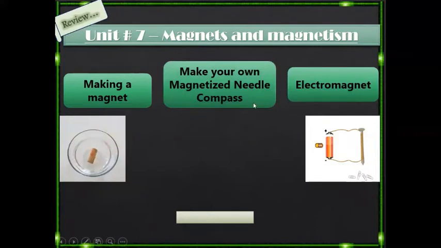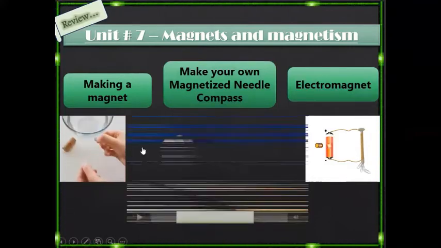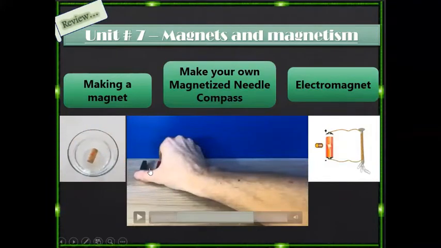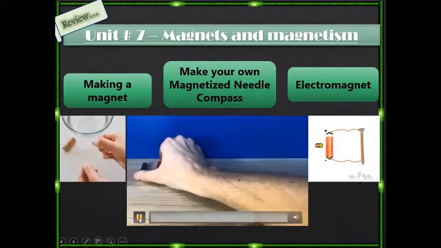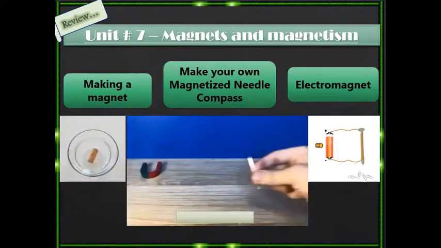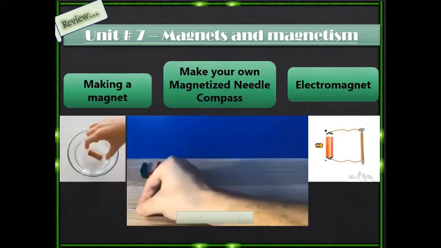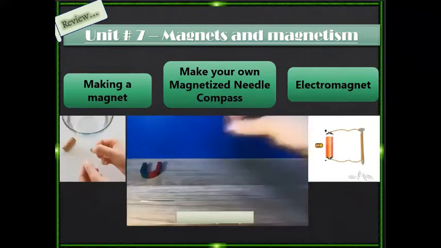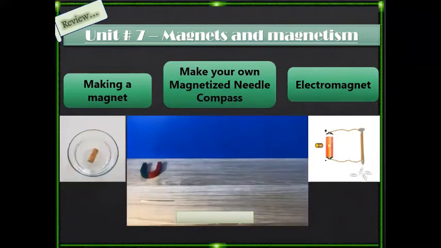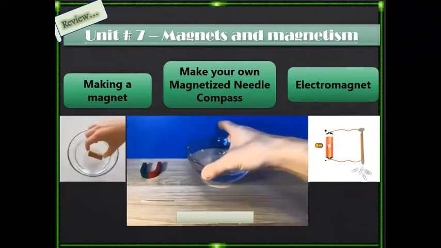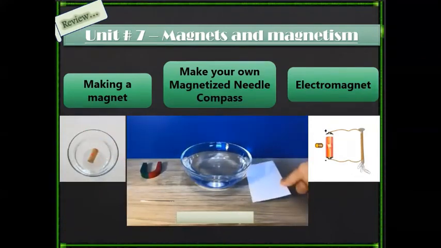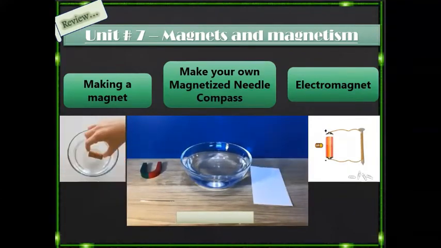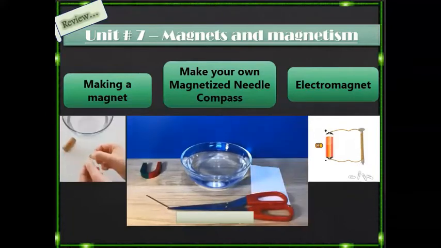Make your own magnetized needle compass. So very simple, students. You need a magnet, a needle, a bowl of water, and a card paper with scissors.